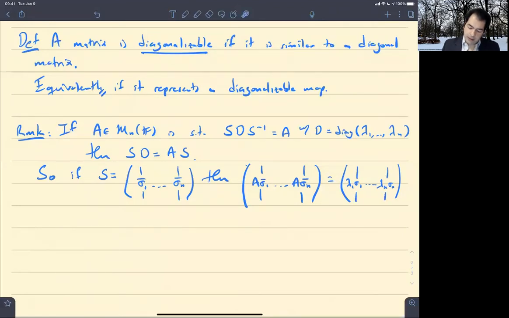Right. If you like, just do the same thing as we did here. For S times D, you're going to get the first column is going to be S times the first column of D, and that gives you lambda 1 sigma 1, and so on.